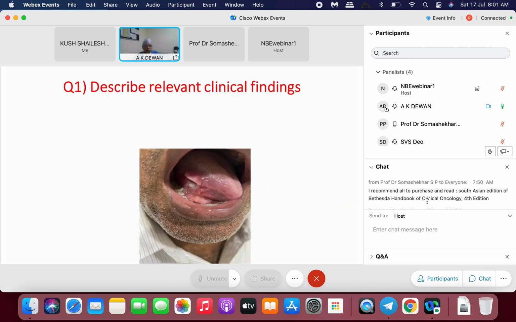Now you see this, and the examiner at the examination center will be there. All your 4 examiners will be there. They'll ask you, describe relevant clinical findings. And this is the patient. Now you may just jump on this, that there is a non-healing ulcer on right lateral border tongue, and stop there. No. What is expected from you is more.